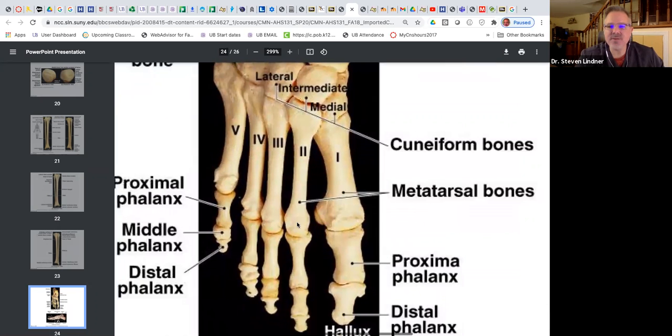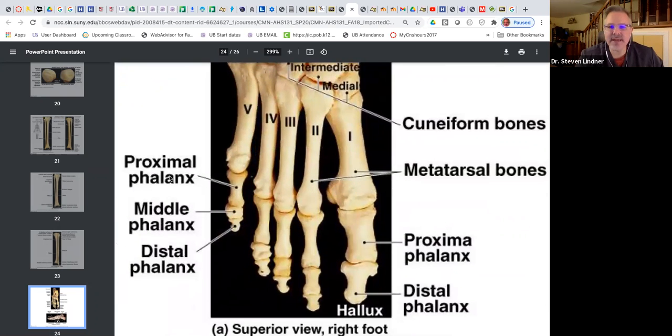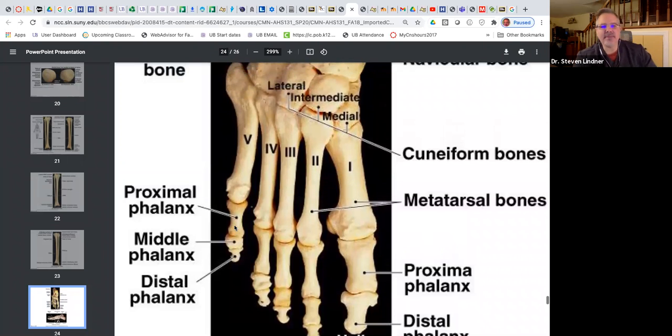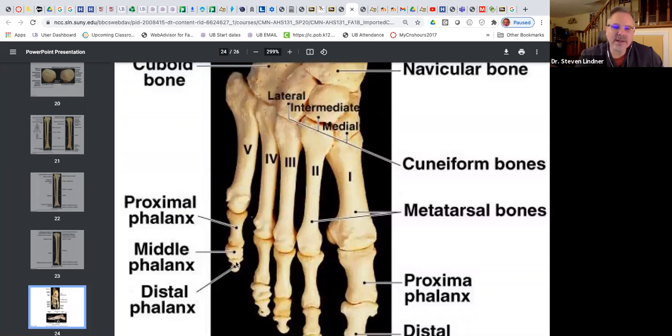Distal to that is where we have our phalanx or phalanges. There's a little typo here. This should say proximal and not proxima, just like this one, proximal. So there is a proximal, a middle, and a distal phalange. Proximal, middle, and distal.